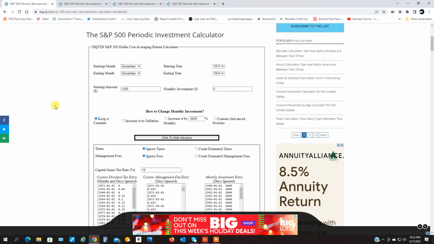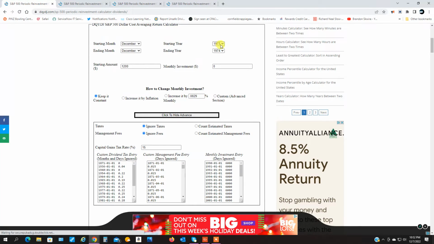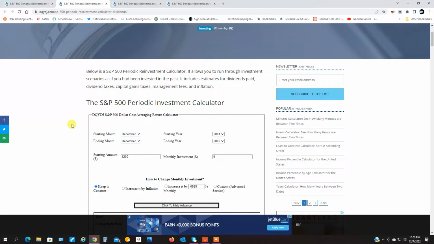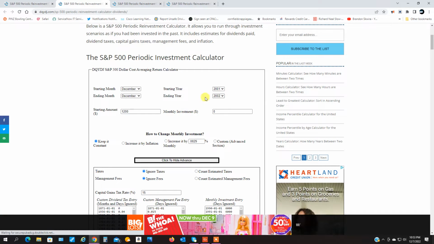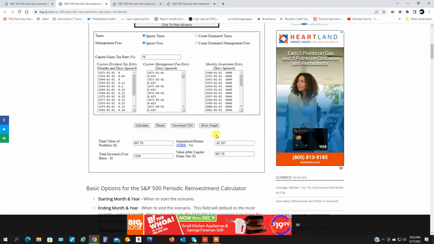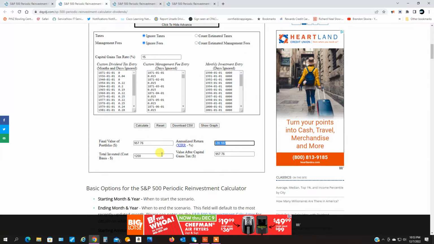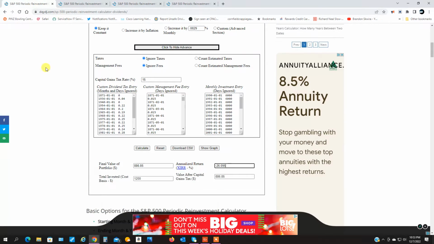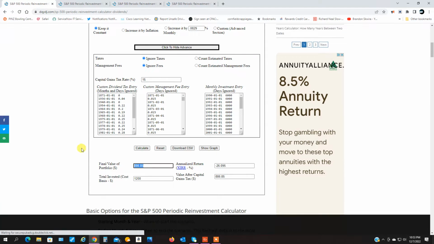Okay. So here we got 1973 to 1974, December to December. This was a really bad time for the market. Look at that. Negative. You see the minus sign there. Negative 26%. Here we got December 2001 to December 2002. Look at that. We got another negative number. $1,200 turns into that. Over here, $1,200 turns into that. We're losing money.